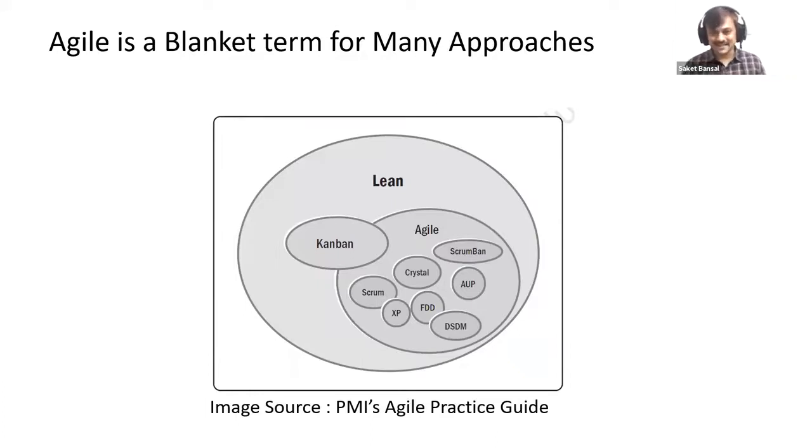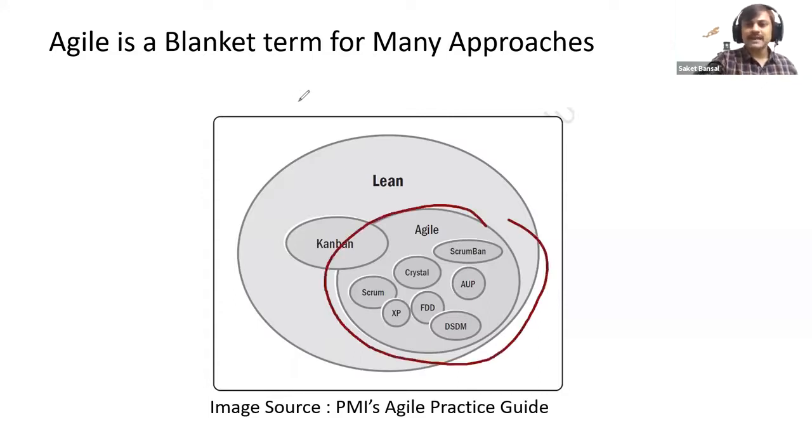How do we understand agile? So I picked up the diagram from PMI's Agile Practice Guide, because many of us are PMI chapter members and PMI members. So I thought, why not speak PMI's language to explain the concept here. So the idea here is, what it is saying is a blanket concept or a blanket approach. So agile is something which is including many things.